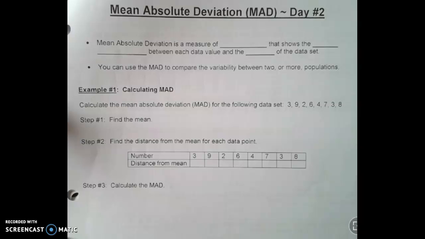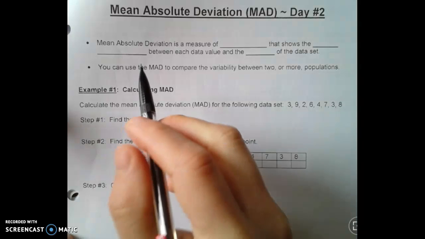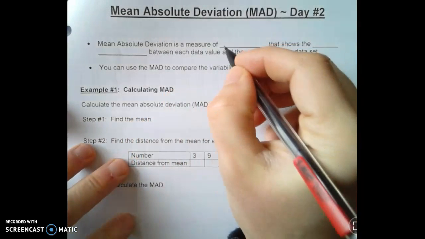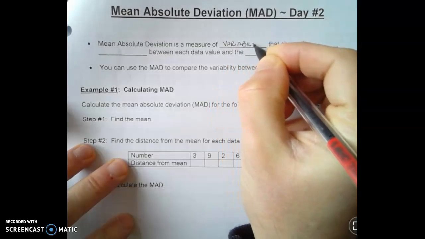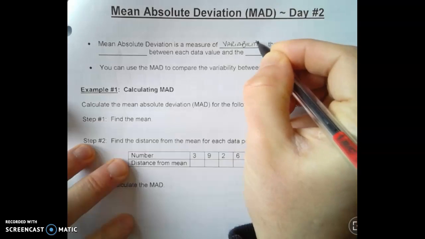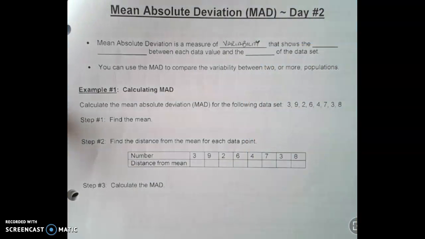Today we're going to practice more with mean absolute deviation. And remember that mean absolute deviation is a measure of variability. Other measures of variability that we have discussed have been range and interquartile range.